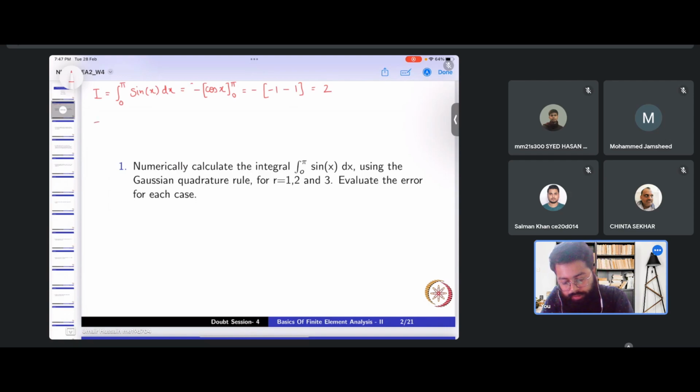So in order to calculate this integral using Gauss quadrature, what is the first thing we need to do? Can someone answer this? How do we proceed to solve using the Gauss quadrature rule?